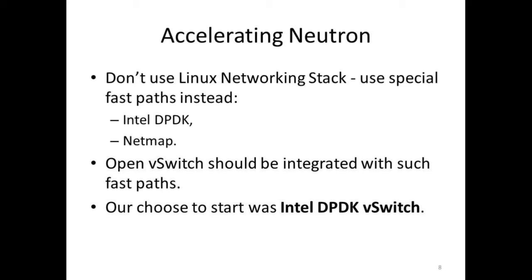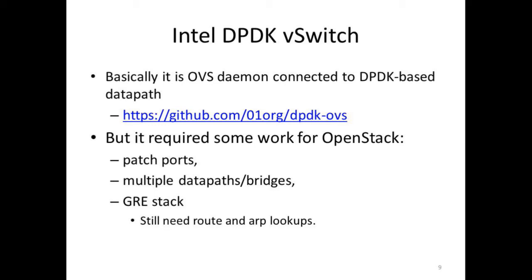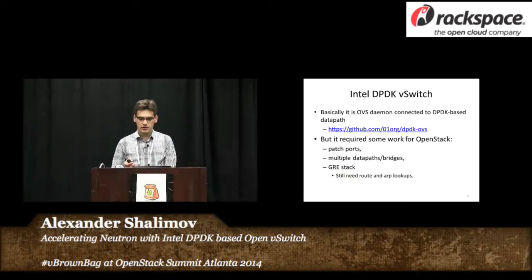Moreover, in order to use a fast path, you have to integrate Open vSwitch with it. Currently, there is an open source project called Intel DPDK vSwitch. Basically, it's the OVS daemon connected to a DPDK-based data path. And basically, it's 10 times faster than the original OVS.